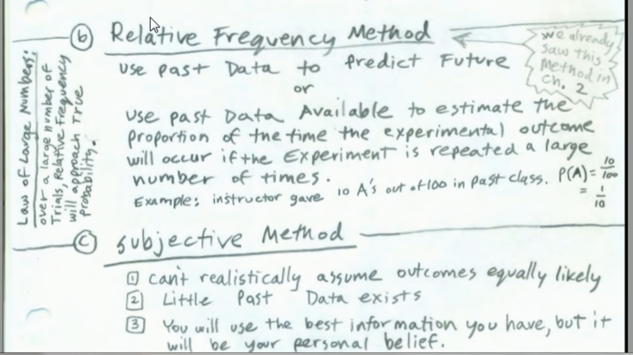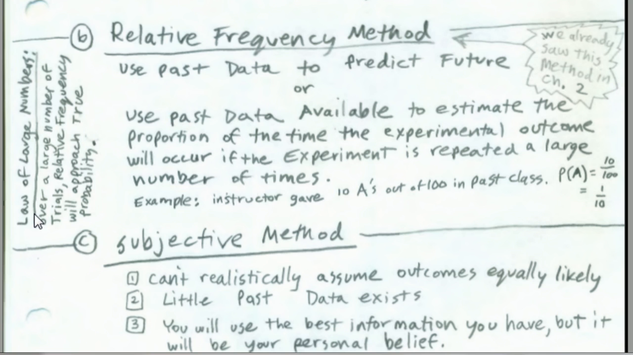Now, the next method, relative frequency, oh, we've already talked about this. That's doing our frequency distribution and then relative frequency with formulas or a pivot table from a data set. Those decimals or percentages are our relative frequencies. The idea of relative frequency is we use past data to predict the future.